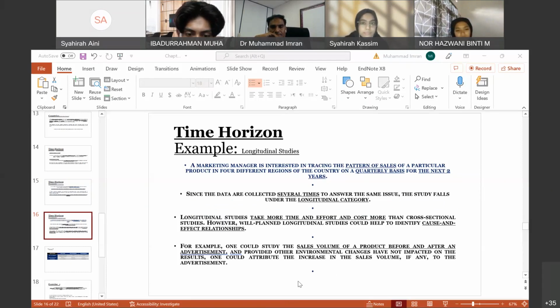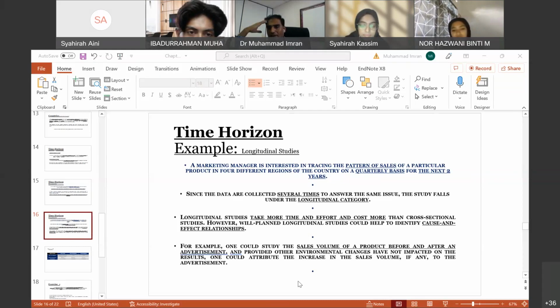Longitudinal studies take more time and effort and cost more than cross-sectional studies. However, well-planned longitudinal studies could help to identify cause and effect relationships. For example, one could study the sales volume of a product before and after an advertisement, provided other environmental changes have no impact on the results. One could attribute the increase in the sales volume, if any, to the advertisement.